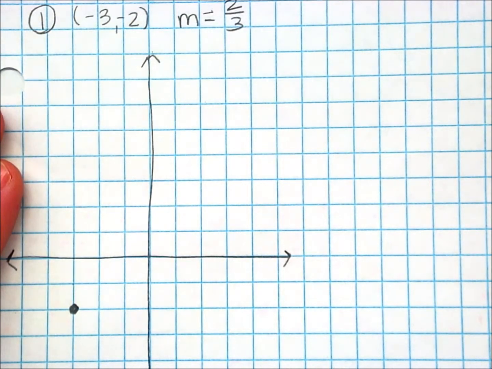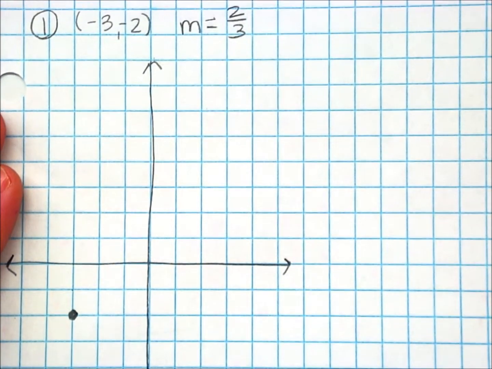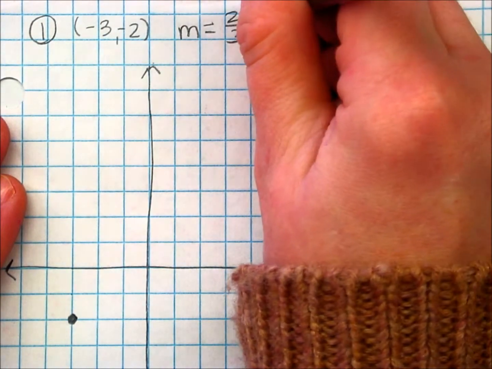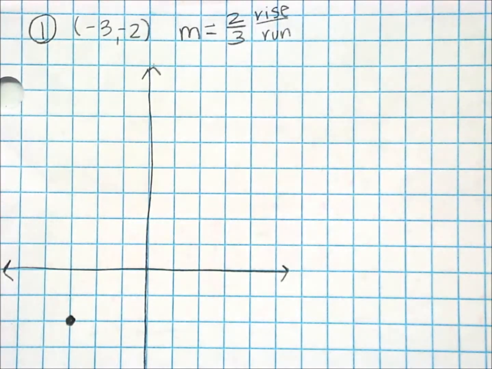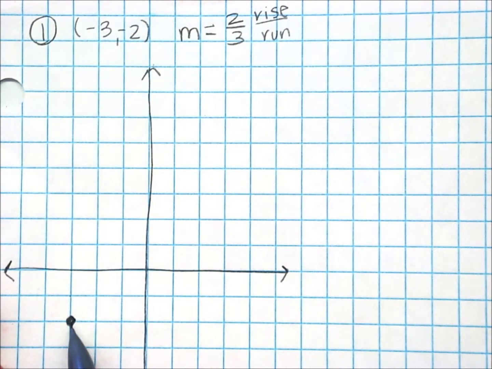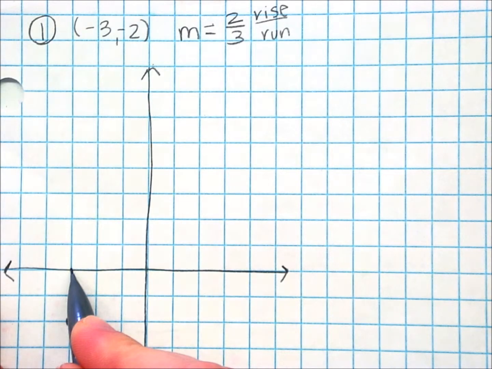Now I'm going to use my slope to get other points. Now remember that the slope is 2/3, and remember that slope, write this in on your papers, is rise over run. So the rise is 2 units, the run is 3 units. The rise tells you to either go up or down, remember that? If the rise was a negative number, then we would go down. If the rise is a positive number, we go up. So the rise is +2, so from here I'm going to go up 2 units.